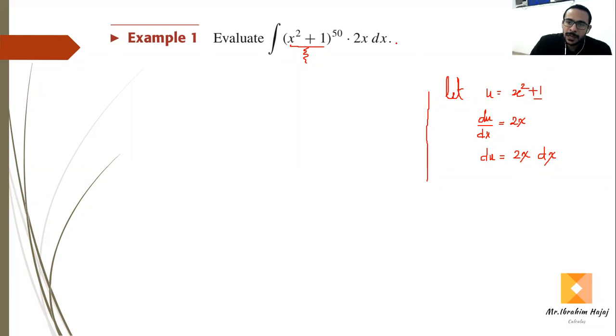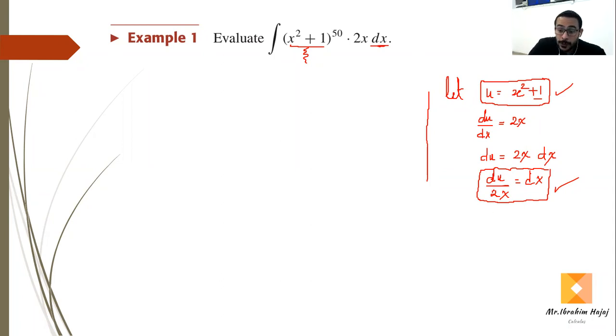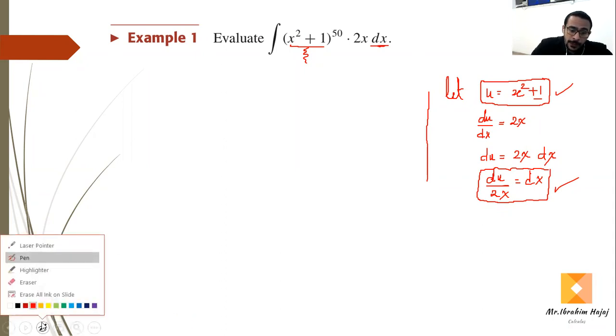Make dx alone, to substitute for dx also. So dx only equals, pay attention please from the beginning, guys, du over 2x. And this way is very, very important, which is the substitution way, or U substitution. So I'm going to use these two boxed sentences: the first one, u equals x squared plus 1, and the second one, dx equals du over 2x, and substitute here in the equation.